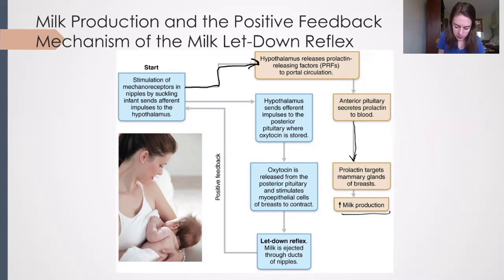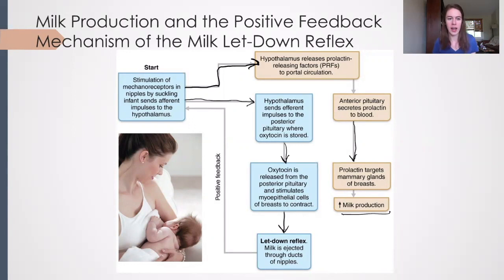Oxytocin is important, also going to come about from the suckling effects, just that mechanoreceptor in the nipples, which is going to tell the posterior pituitary to release oxytocin. And that is going to be important for milk letdown or actual milk ejection from the nipples. So you have to have both of these hormones present.